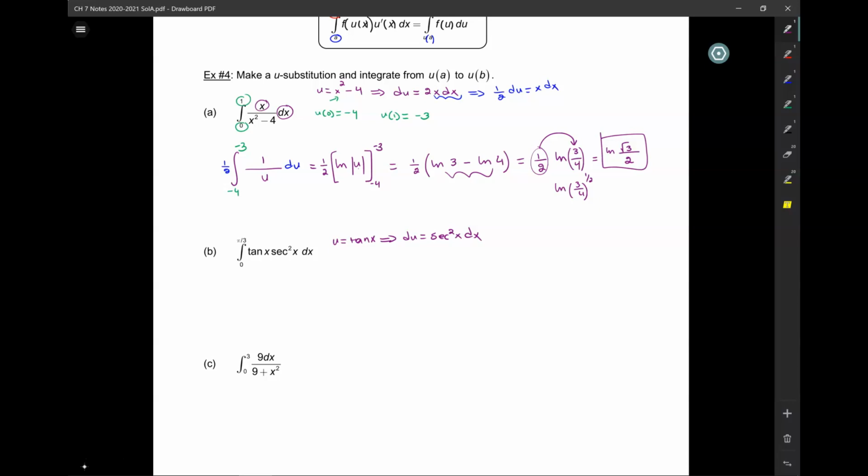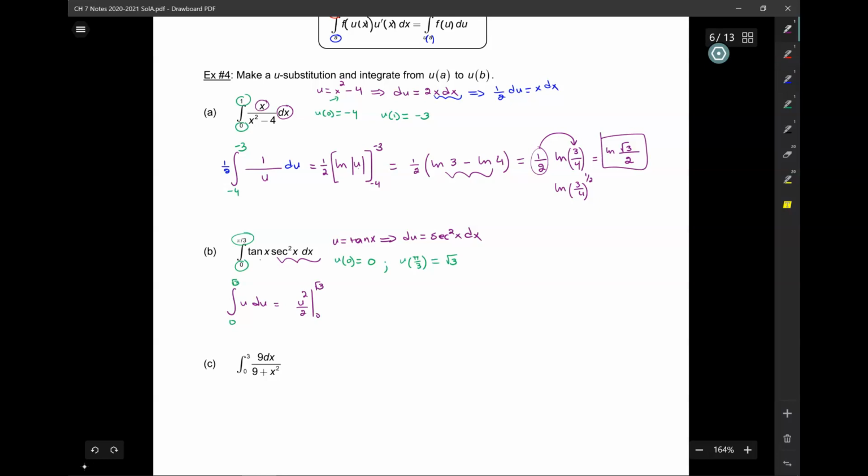All right, so I substitute now, and I get that tangent is u, secant squared dx is du. And now I need my new limits of integration. I put 0 into u, so I get u of 0 is tangent of 0, which is 0. U of pi over 3 is tangent of pi over 3, which is root 3. So instead of 0 and pi over 3, I now have 0 and root 3. And then when I integrate, I have u squared over 2 from 0 to root 3.